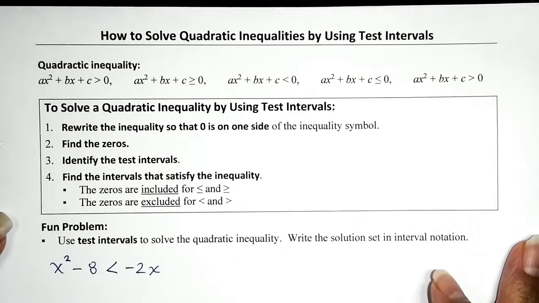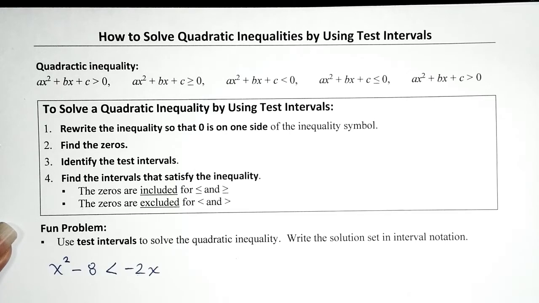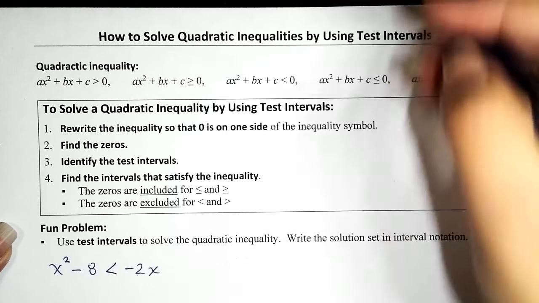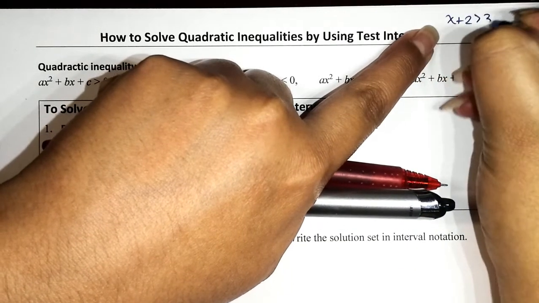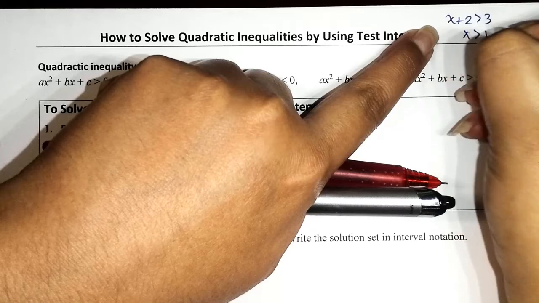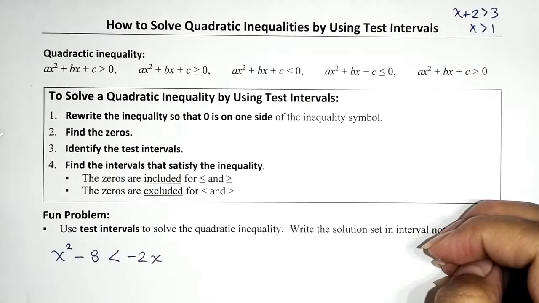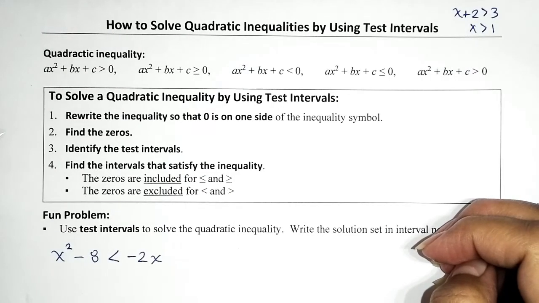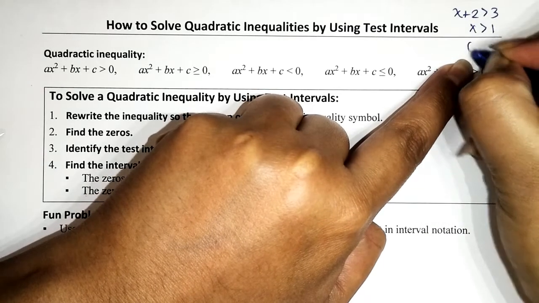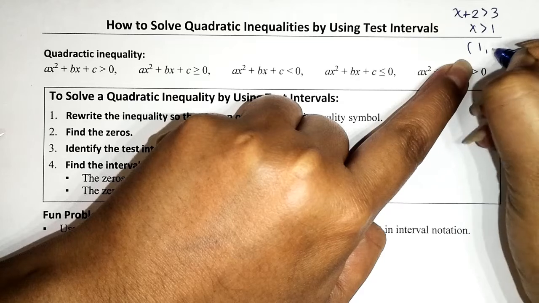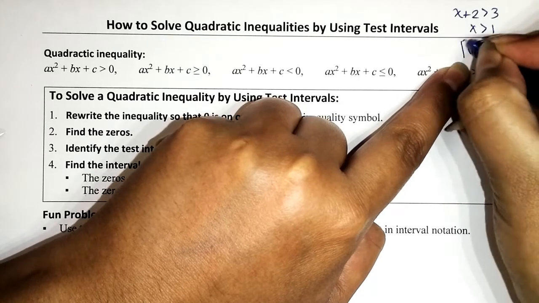In a previous unit, many moons ago, we were solving linear inequalities in a single form. Say x plus 2 is greater than 3. We work our magic, and that gives us x is greater than 1. Then we are asked to write our answer in interval notation. So it will be the set of all real numbers from 1 to infinity, where 1 is excluded.